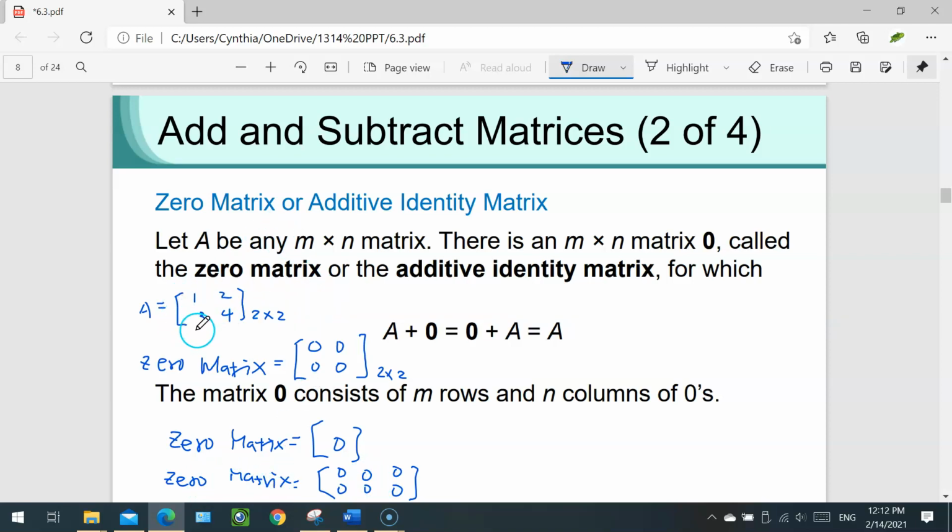So any matrix combined with a zero matrix, or the zero matrix combined with any matrix, will go back to the matrix itself. We call this the additive identity.